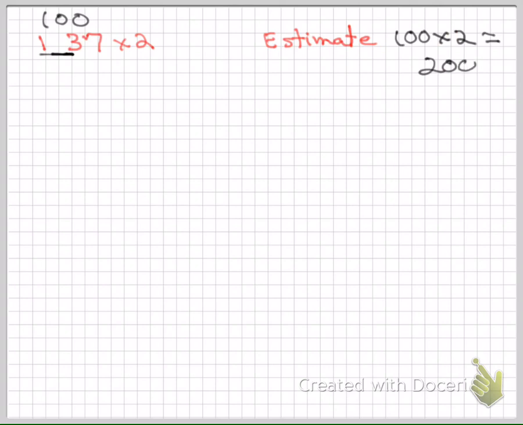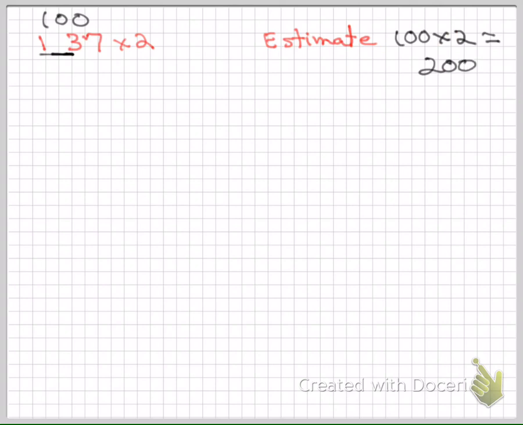I'm going to show you 2 ways to solve a multiplication problem. I'm going to take the problem 137 times 2. First thing I want to do is estimate my answer. I want to make sure my answer is somewhere around the right thing. So when I look at 137 times 2, this rounds off to 100. So I really have 100 times 2, so my estimate is 200 for this problem.